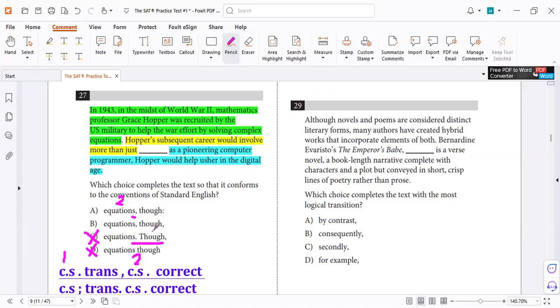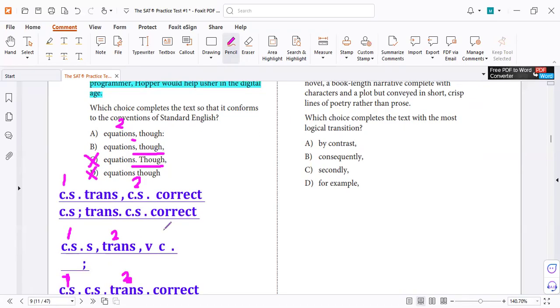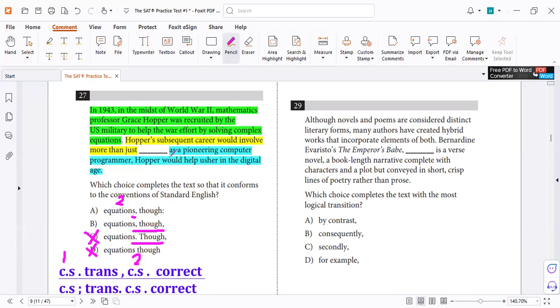Is the transition word in the middle with two commas? Is it in the middle? I'm going to check. This is the beginning of the sentence. This is the beginning of this sentence. So it is at the beginning, not in the middle. So that means B is wrong. So A is correct. Do you catch it? Perfect. Okay. So to put it here, it must be at the beginning.